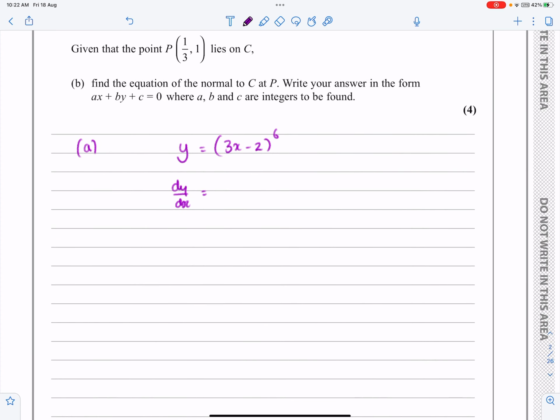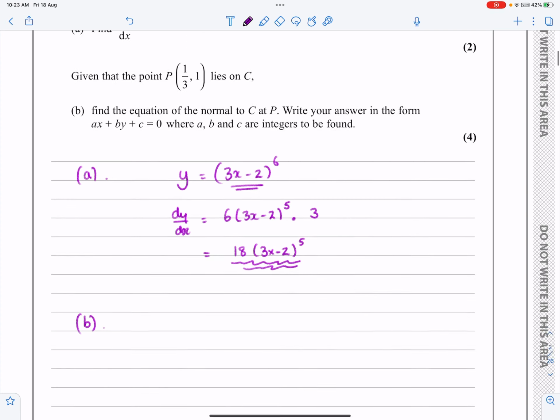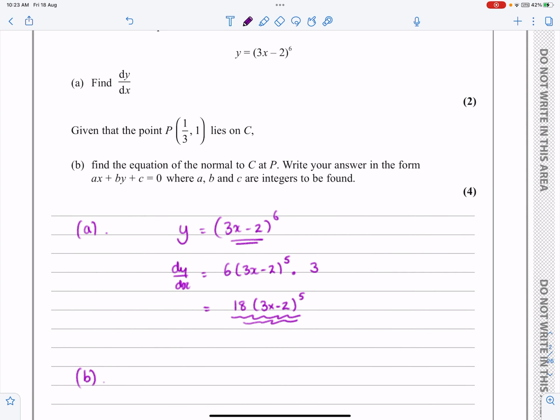If I'm looking at this, I treat it as though it's something to the power of 6, and I differentiate that, which gives me 6 lots of something to the power of 5. Multiply by the power, take 1 off the power, multiplied by the differential of what's in there, and the differential of what's in there is 3. Tidying that up, that tidies up to 18(3x minus 2) all to the power of 5. Nothing else to do with that one. That's part A finished. dy by dx is equal to 18(3x minus 2) all to the power of 5.